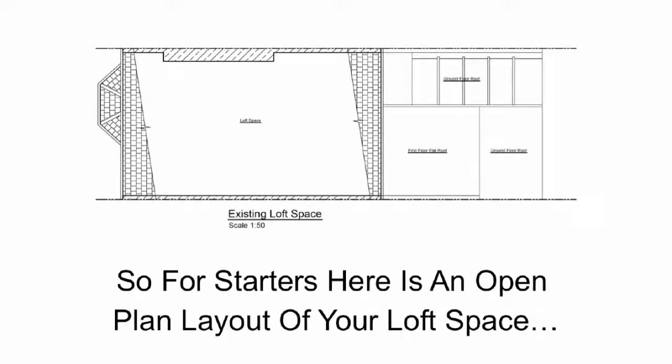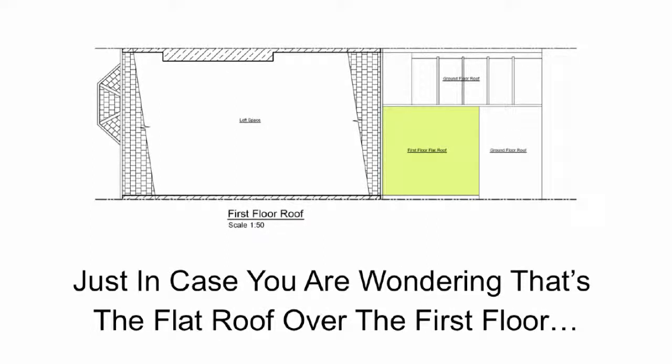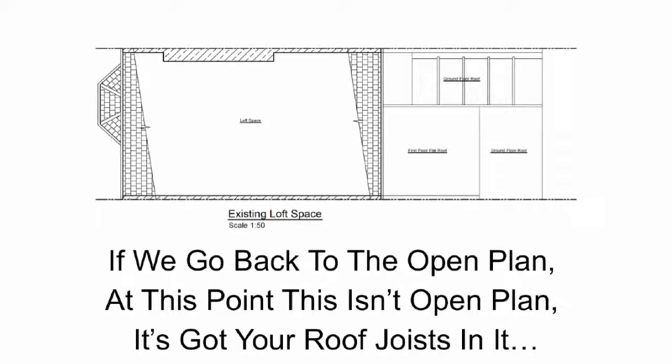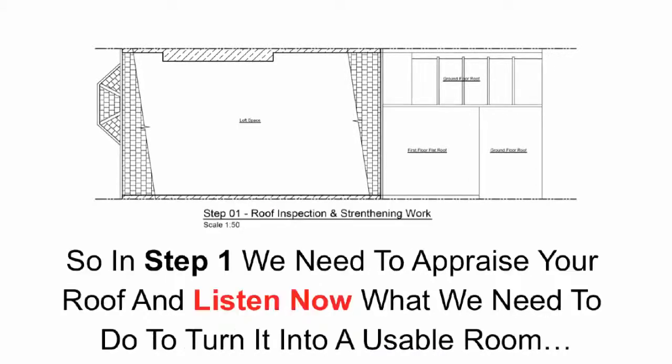So for starters, here is an open plan layout of your loft space. And just in case you're wondering, that's the flat roof over the first floor. And this is the roof over the ground floor extension that we cover in another execution plan. If we go back to the open plan, at this point, it's got your roof joists in it. So in step 1, we need to appraise your roof, and listen now to what we need to do to turn it into a usable room.